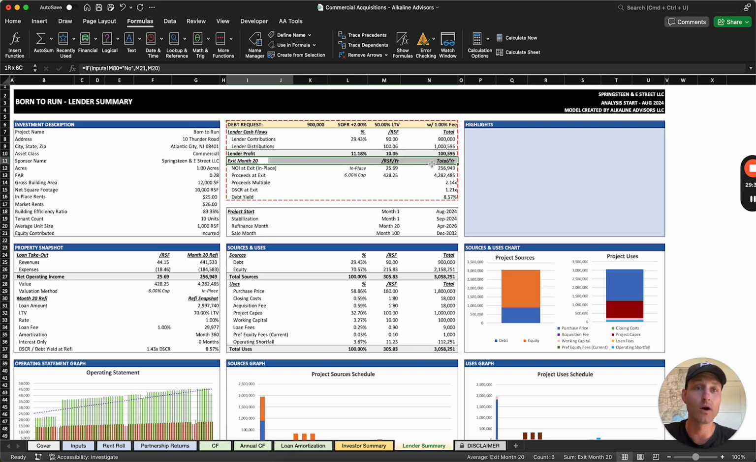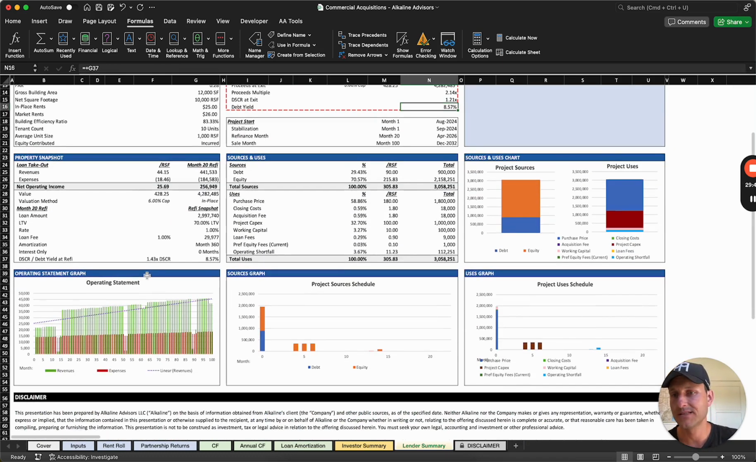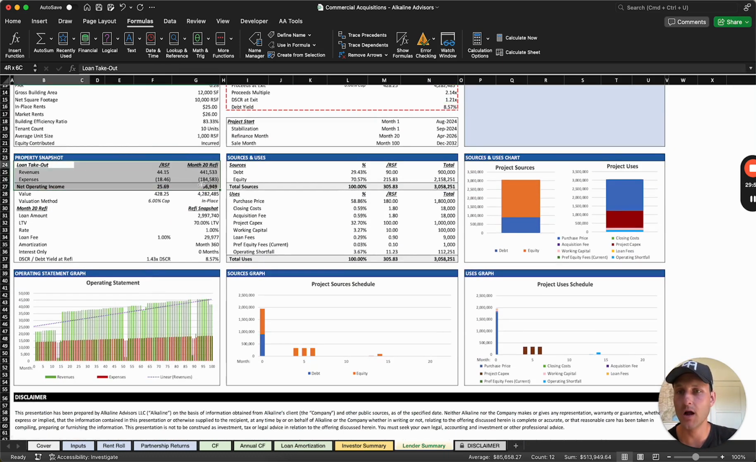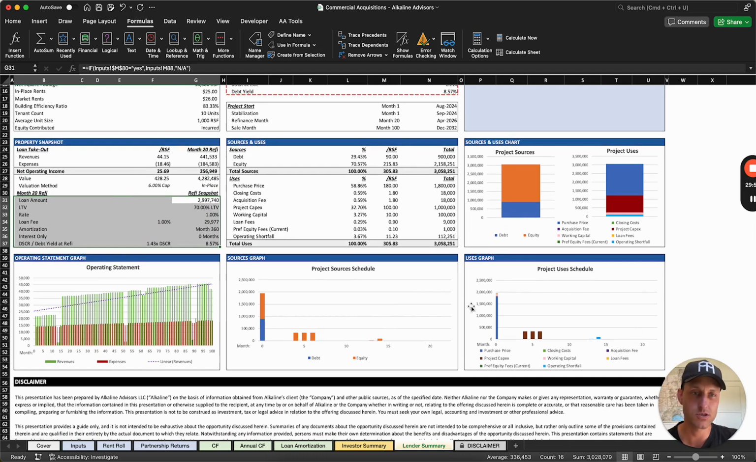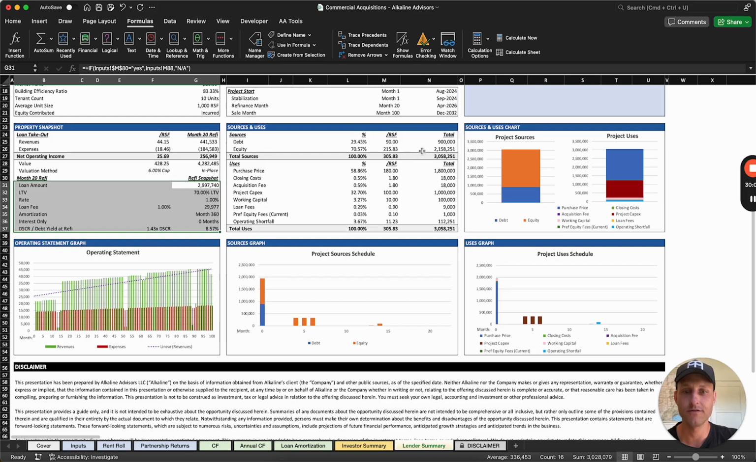And ultimately, when we're exiting out of that acquisition loan, what is the NOI at exit? And we're taking the in-place, proceeds at exit, proceeds multiple, DSCR at exit, debt yield, right? And then similarly, we have a property snapshot at month 20. And then if that lender does want to potentially do the refi as well, we showcase what that might look like. Operating statement, sources and uses, graphs, charts, and just regular figures down below.